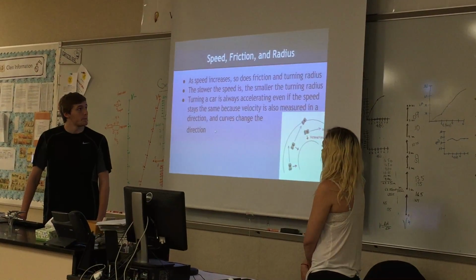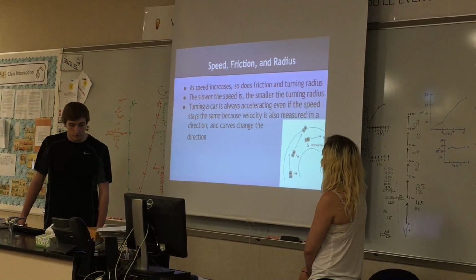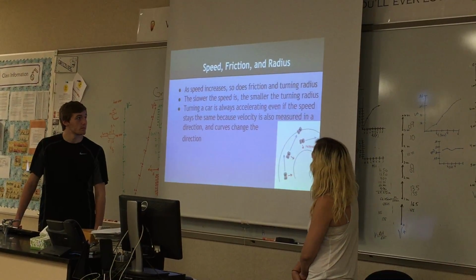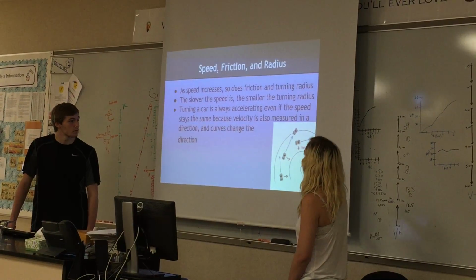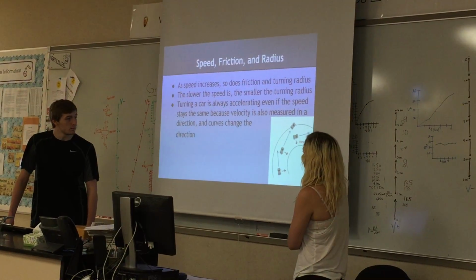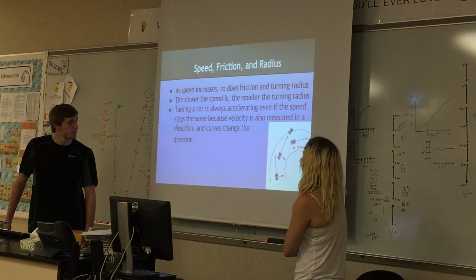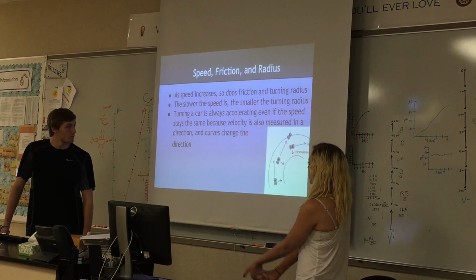As speed increases, so does the friction and the radius when you're turning. The slower the speed is, the smaller the turning radius is, or the higher the speed is, the bigger the radius would be. Turning a car is always accelerating, even if the speed stays the same, because velocity is also measured in direction.